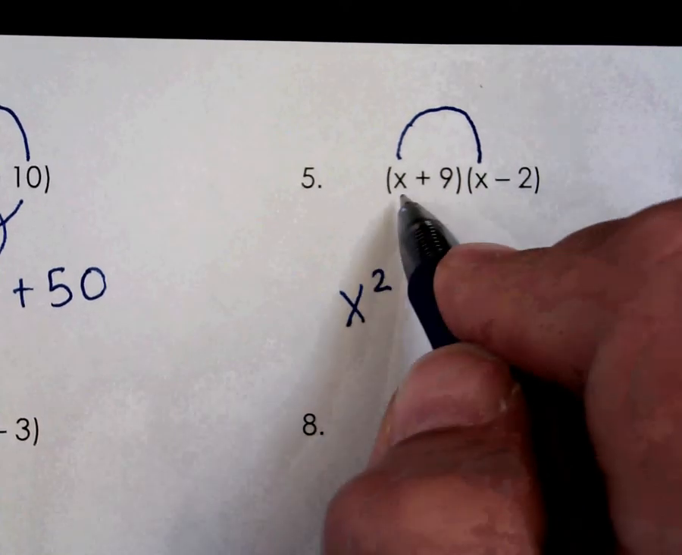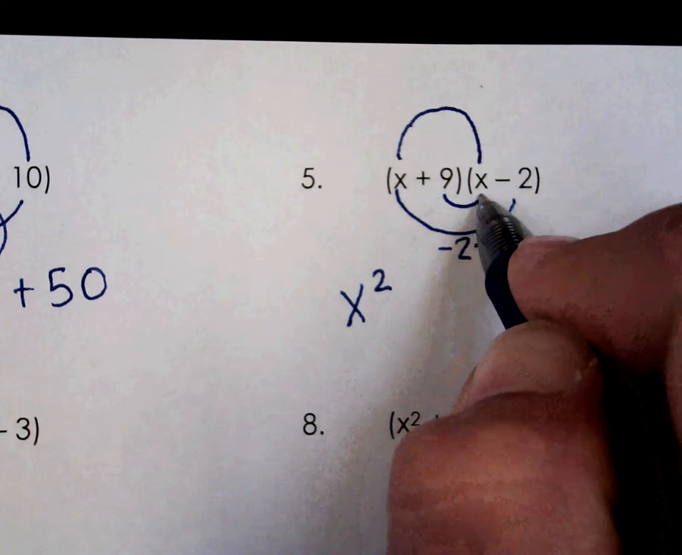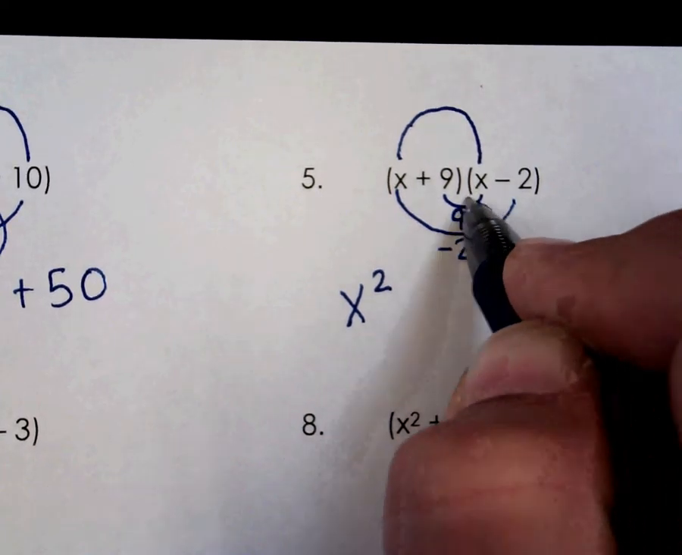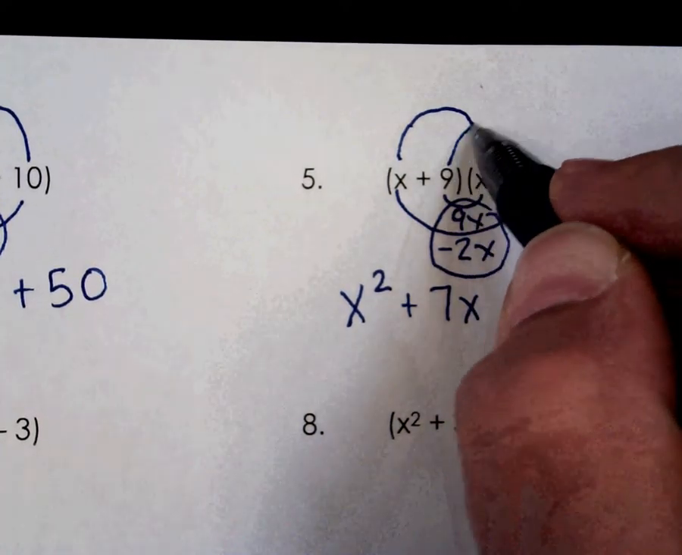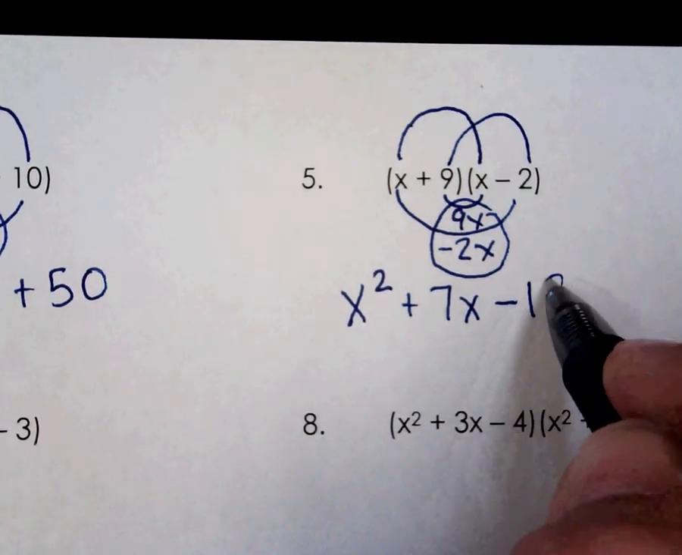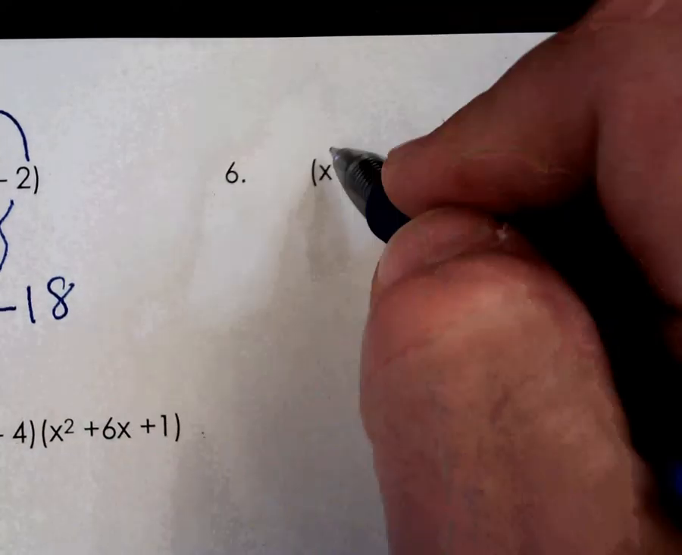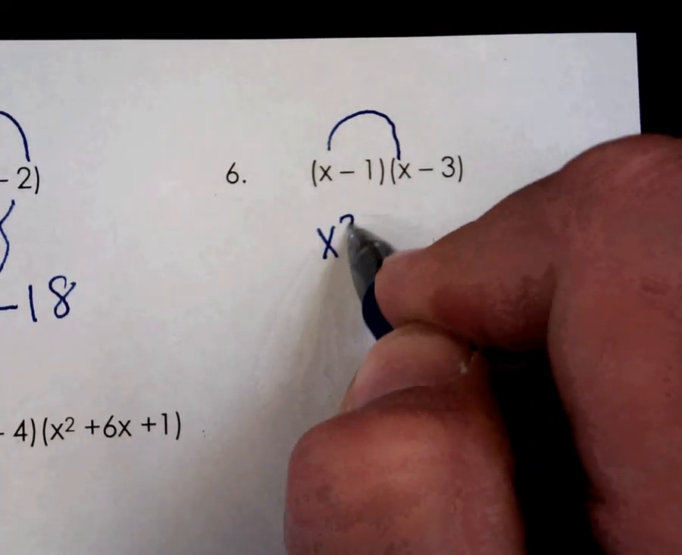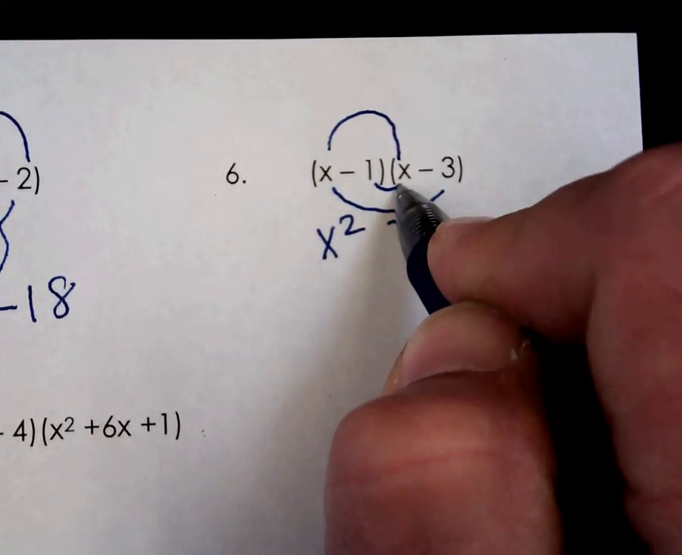First times first, x squared. Outside, negative 2x. Inside, 9x. Combine like terms. 7x. Last times last, negative 18. Final answer. 6. First times first, x squared.